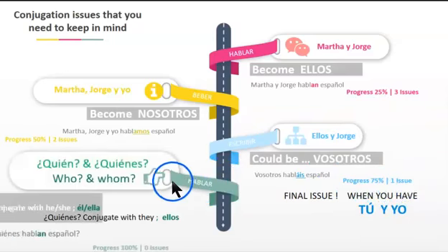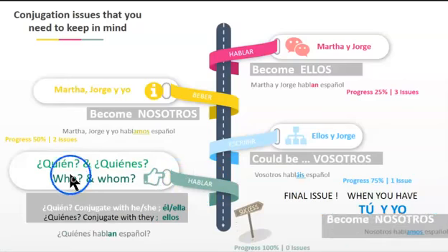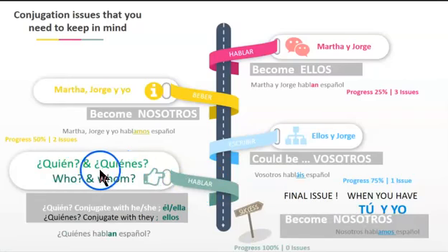Let's finish. We have these examples when we face quién or quiénes. Quién means who, quiénes means whom. When we have quién, we conjugate with él and ella. And when we have quiénes, we conjugate with ellos. We use él and ella for quién, and for quiénes, ellos.